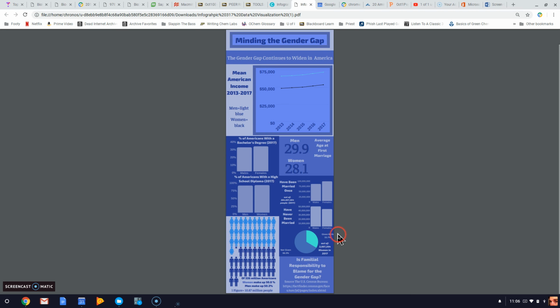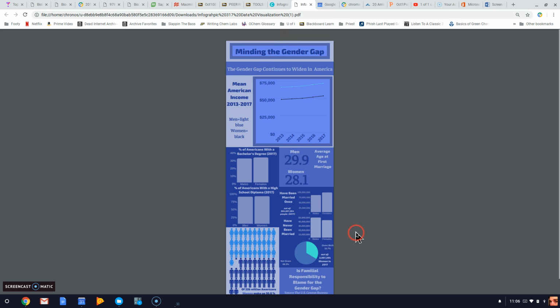Canva would not allow me to completely adjust the colors in the pie chart, so technically this blue is not monochromatic. Lastly, I want to talk about fonts.